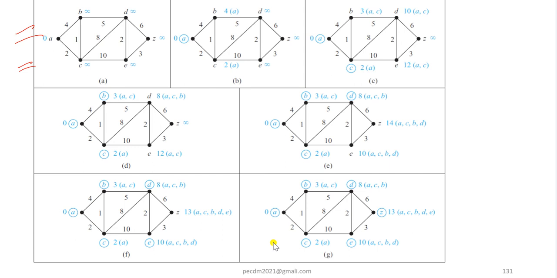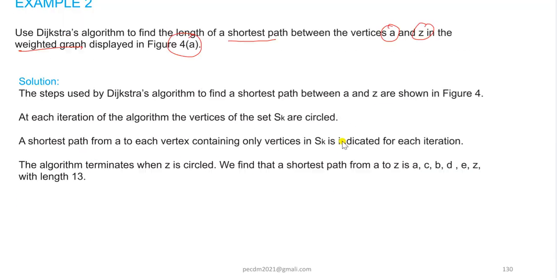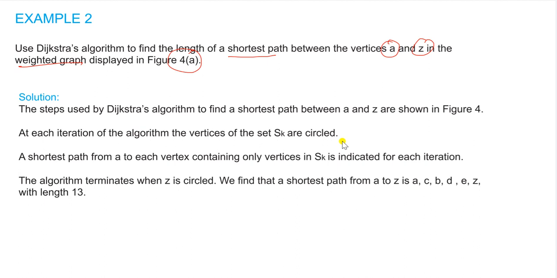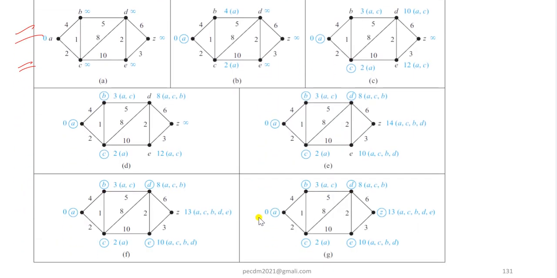So initially we need to start with A because they said to find the shortest path between A and Z. In each iteration, each step, we need to circle the S_k value. How we can circle it, and when we terminate the algorithm, I will discuss that. I will explain it to you.